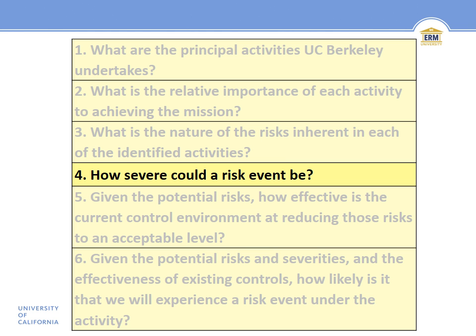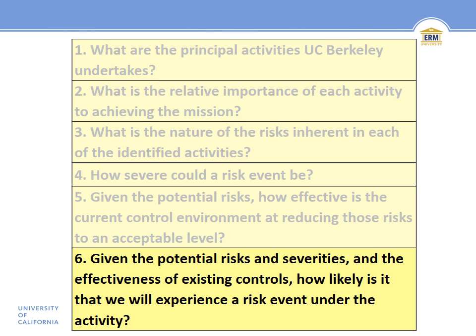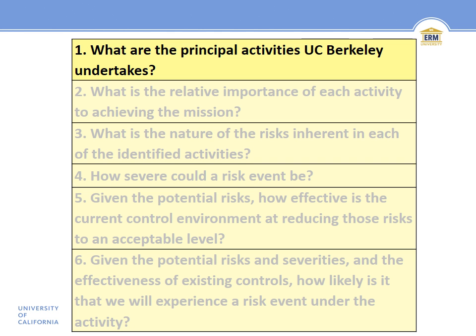How severe could a risk event be? And then 5, given the potential risks, how effective is the current control environment at reducing those risks to an acceptable level? Acceptable level alludes to some sense of our risk appetite. And then finally, given all of that, given the risks and severities and the control effectiveness, how likely is it that we'll still experience a risk event under this activity? All right, so let's look at these one at a time, and now I'm going to show you how Berkeley answered these questions.